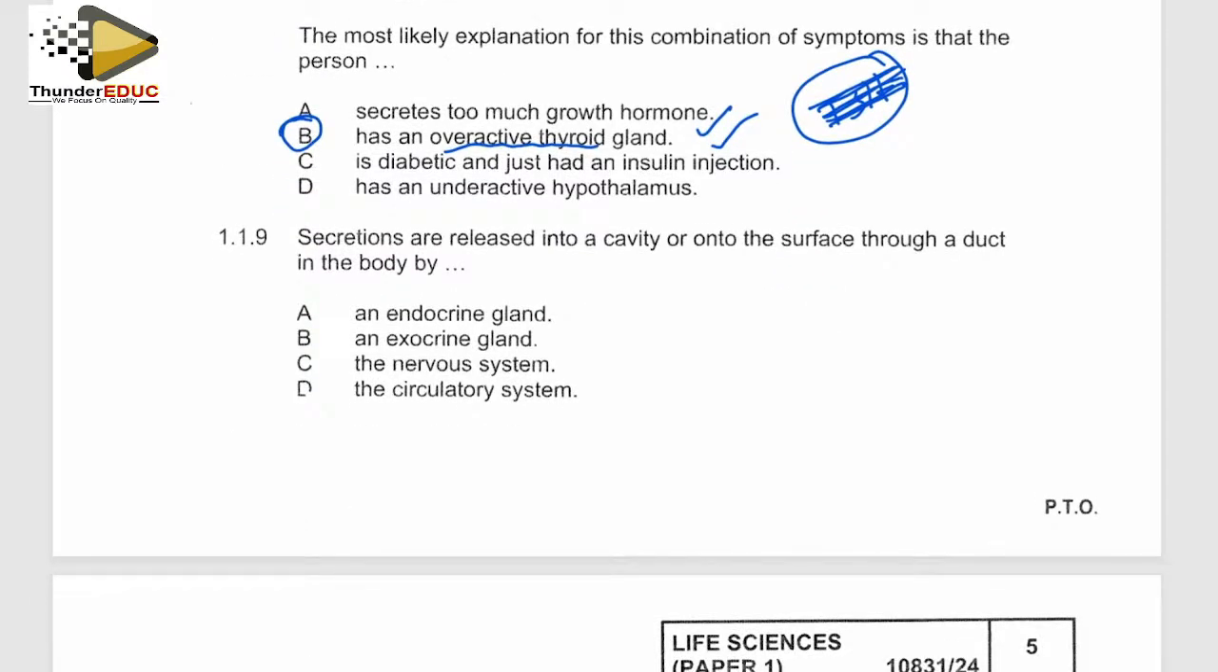Secretions are released into a cavity, meaning a hole or space, or onto the surface through a duct in the body. How do you call that secretion? Yesterday I told you that you need to know what is endocrine and what is exocrine. Endocrine glands secrete hormones into the bloodstream. If it goes directly to the organ through a tube, then it becomes exocrine. So the secretion released into a cavity or onto the surface through a duct is exocrine.